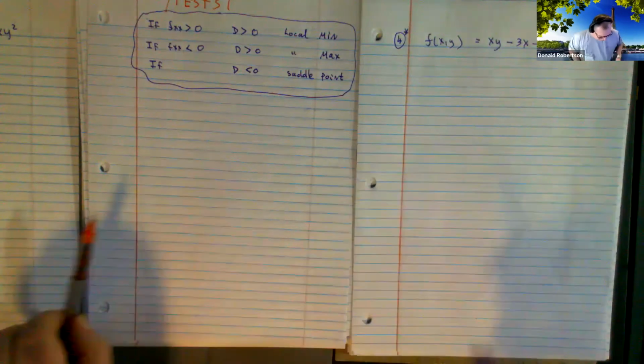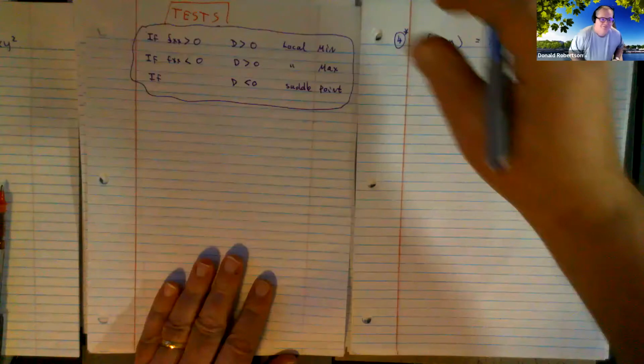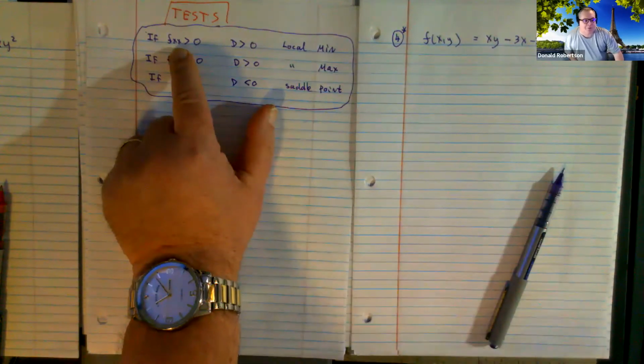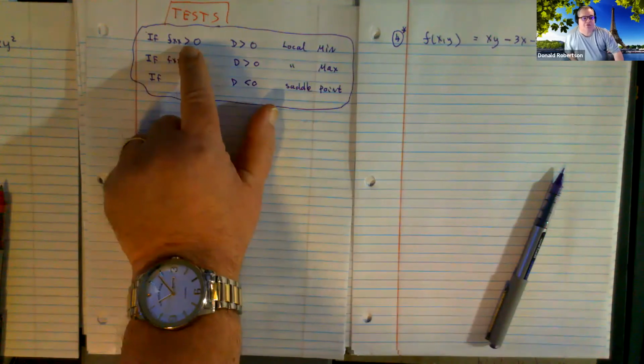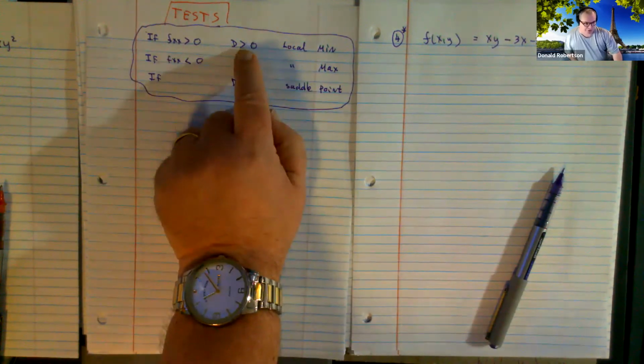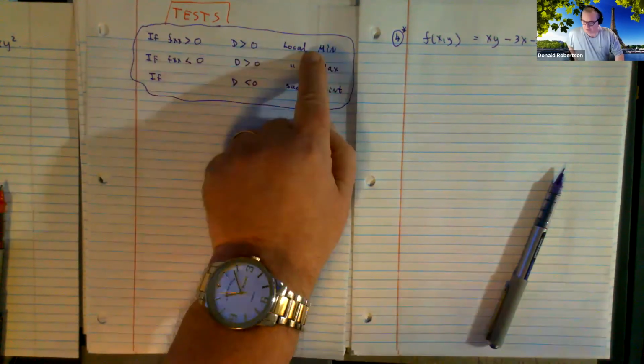Test your algebra ability. This is a very, very reduced version of yesterday's test. If the second derivative with respect to x of a function is greater than 0 and the D value, which we know, I'll write it down in more detail, is positive. So if they're both positive, you're looking at a local min.